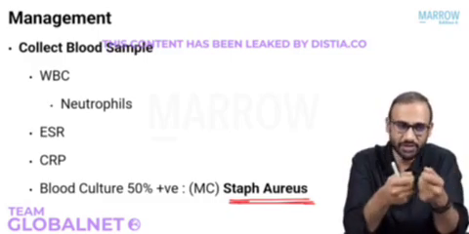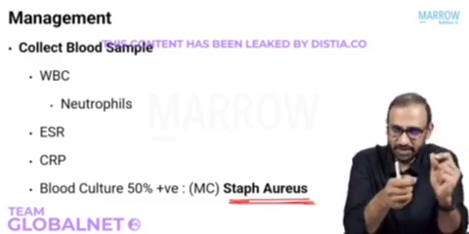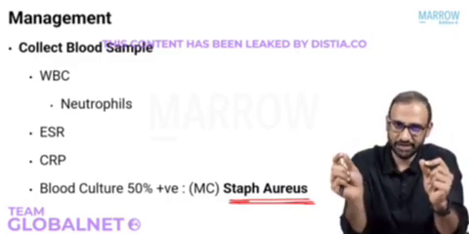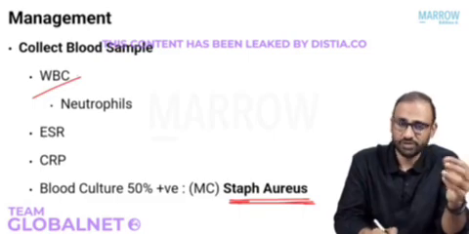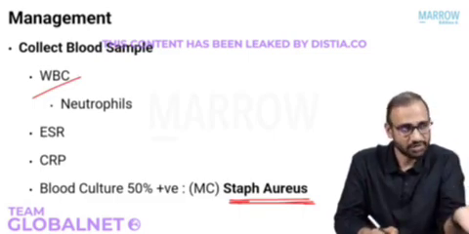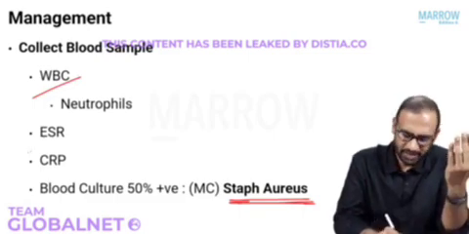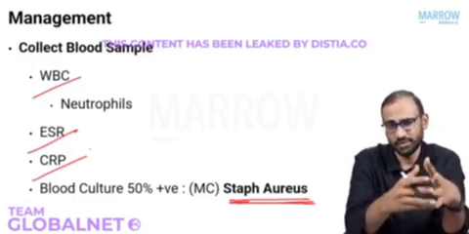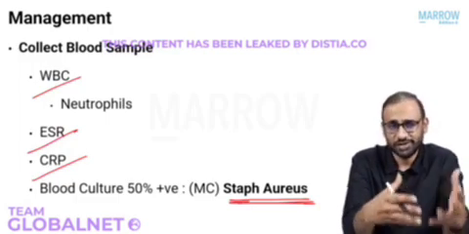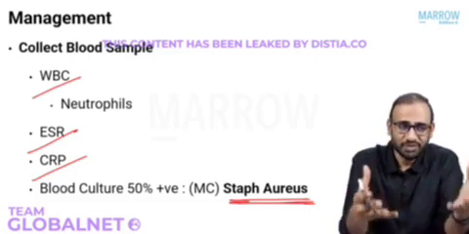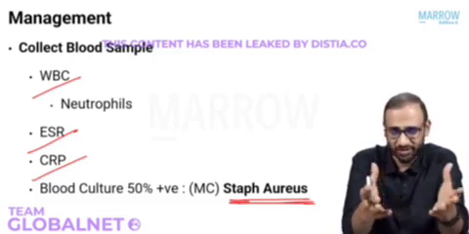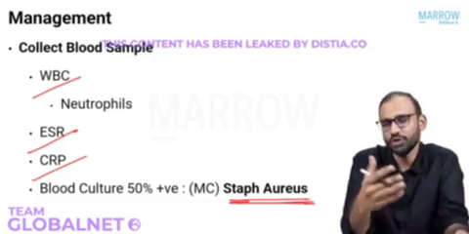Okay, so the first thing to do is collect the blood sample, send it for culture and sensitivity to identify the organism, and also look at the blood picture. You might see, because of infection by pathogenic organisms, WBCs and neutrophils would be high. The ESR and the CRP would also be high. But again, all of these things are non-specific, and like I said, only 50% of the cases show a positive culture for Staphylococcus aureus. Then what should you look for?